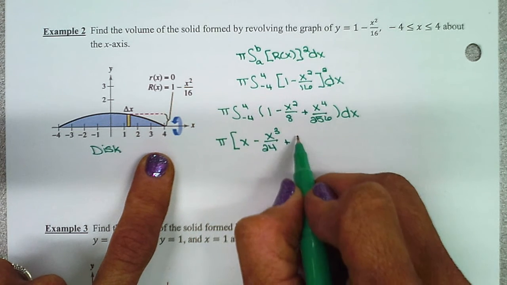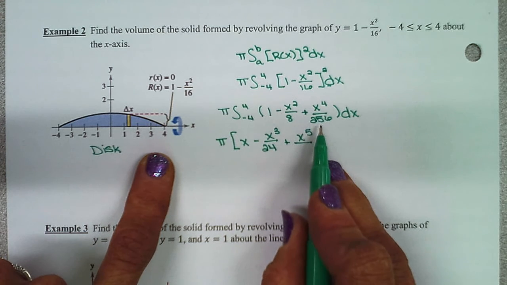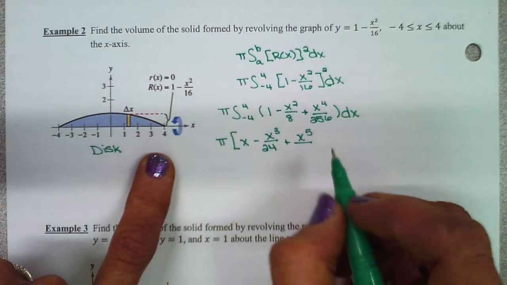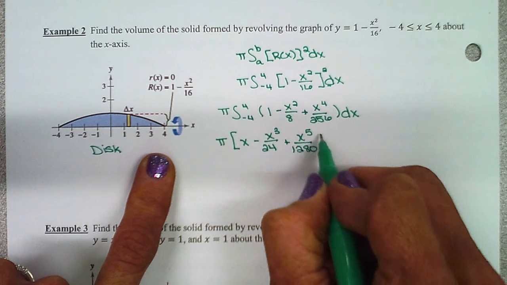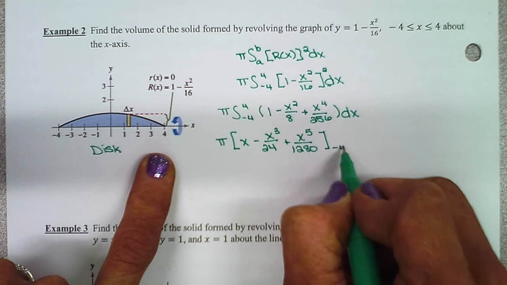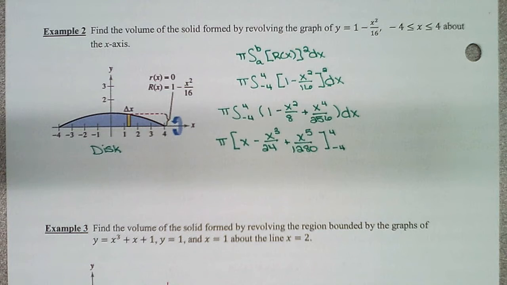And then here that x to the 4th raises to x to the 5th, divided by 5. That 5 will multiply the 256 that's already down here to give us 1280, and we're evaluating from -4 to 4. Now, I'm going to have to grab a calculator and we'll start plugging in all these numbers.